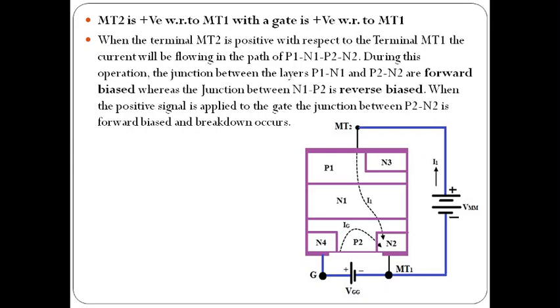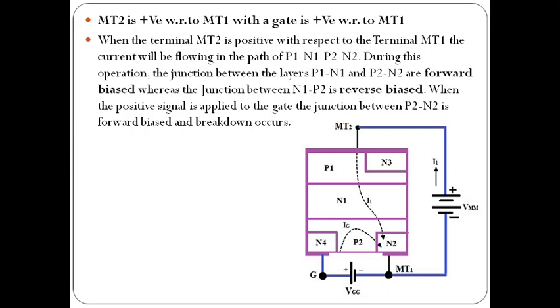MT2 is positive with respect to MT1, so the positive terminal of the battery is connected to MT2 and the negative terminal of the battery is connected to MT1. The gate is positive with respect to MT1, so the positive of the battery is connected to the gate and the negative terminal of the battery is connected to the MT1 terminal. In this case, what happens?